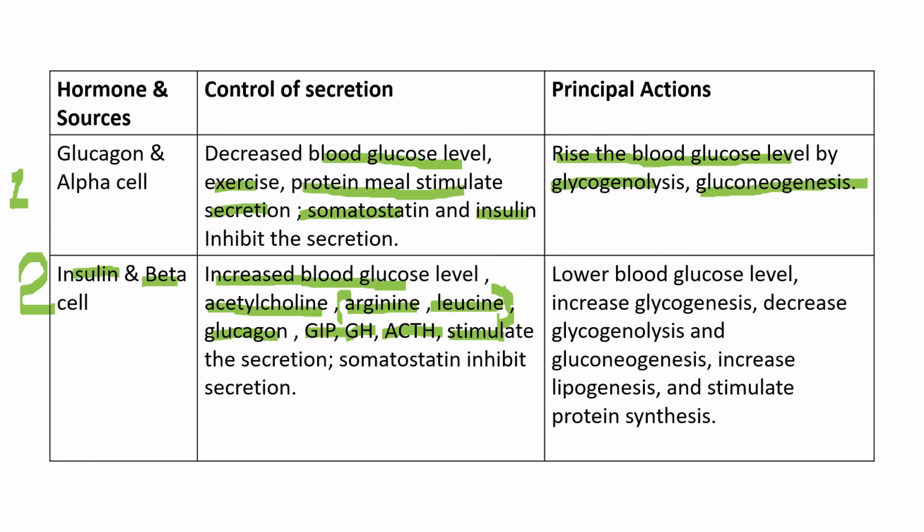These hormones, amino acids and this neurotransmitter stimulate the secretion of insulin, and insulin works when the blood glucose level is increased. Understand? It is inhibited by the hormone somatostatin. It lowers the blood glucose level by increasing glycogenesis, decreasing glycolysis, decreasing gluconeogenesis, increasing lipolysis and the formation of fat, and increasing the synthesis of protein.